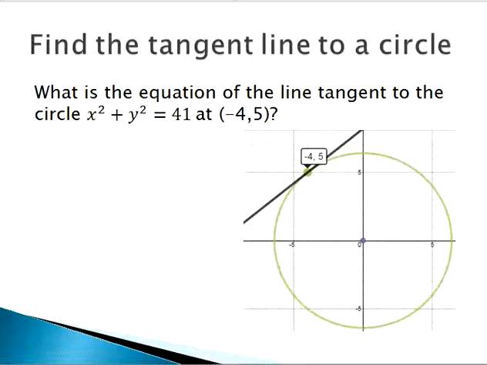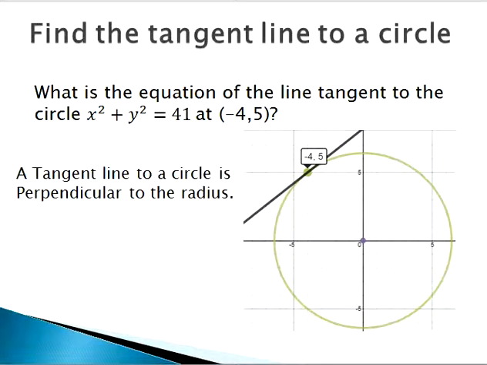All right, how to find a tangent line is what we need to think about. In these cases, a tangent line to a circle is perpendicular to the radius. So we have our line, and think about where the radius is. The radius, of course, is from that point (-4, 5) to the origin, right?